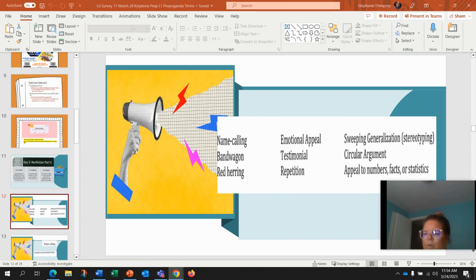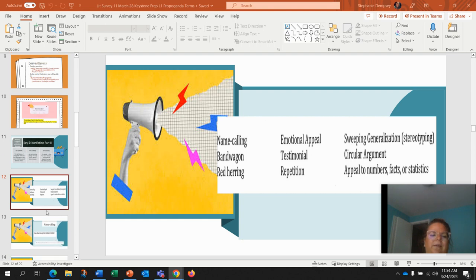The terms that we're going to be going through today are name calling, bandwagon, red herring, emotional appeal, testimonial, repetition, sweeping generalization, stereotyping, circular arguments, and appeal to numbers, facts, or statistics.